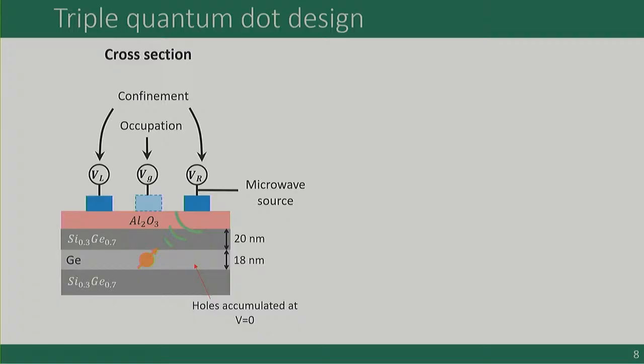So the idea of the device is actually really similar to what Alberto showed us in the first session. We have a two-dimensional hole gas that is germanium, sandwiched in between two silicon germanium layers, and on top we have different electrostatic gates that can confine a quantum dot, and we can control how many charges this quantum dot hosts, therefore how many spins we have. And then we can control this spin over here with a microwave source. That would be the cross section.